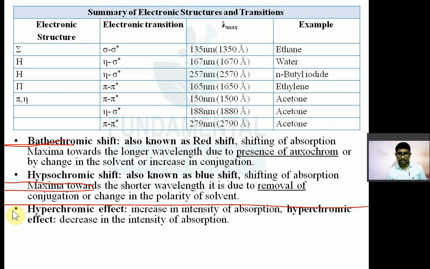Hyperchromic shift and hypochromic shift. Again, these are two terms. Hyperchromic means increase in the intensity of absorption at the absorption maximum. Increase in the intensity of absorption is known as a hyperchromic shift, and a hypochromic shift is the decrease in the intensity of absorption at the absorption maximum.